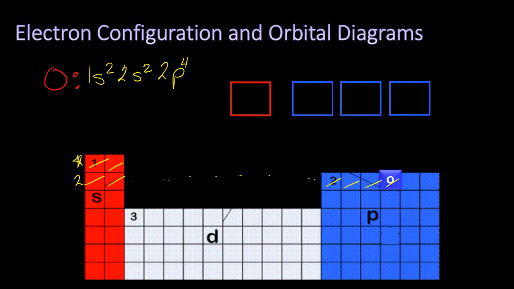Now your boxes should have looked something like this. 2s, 2p, we have 1 up, 1 down. So for these 4, thank you, Mr. Offball, I'm going to do 1, 2, 3, 4. And you're done.